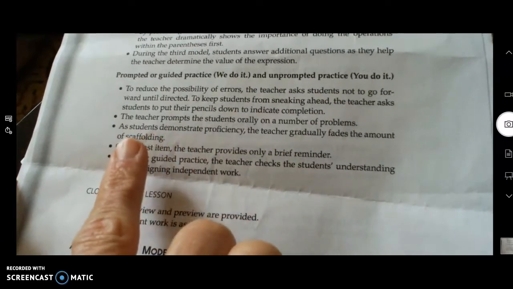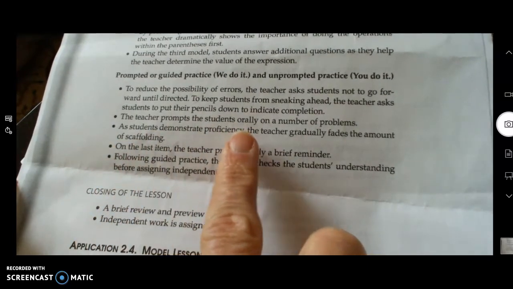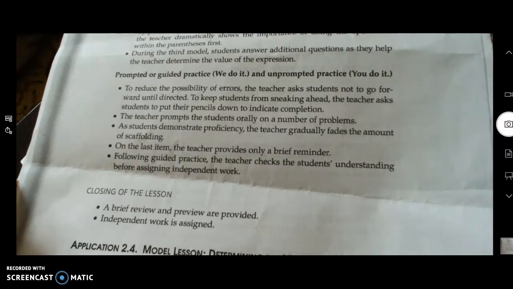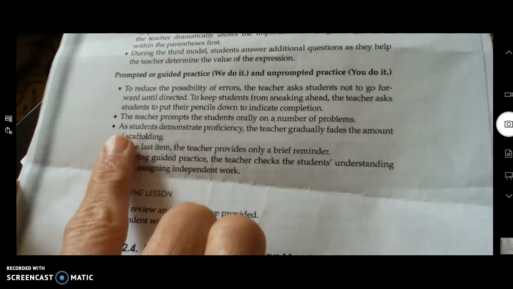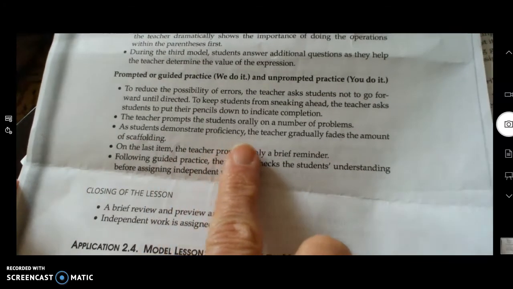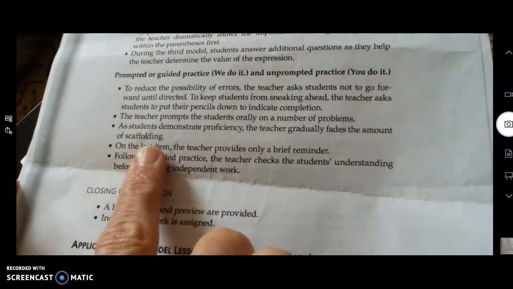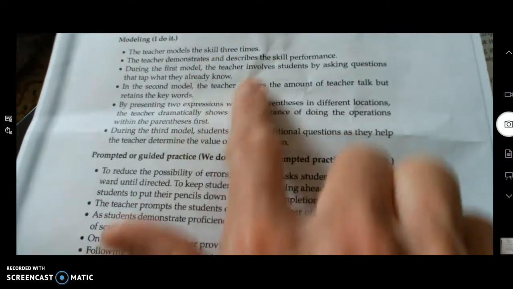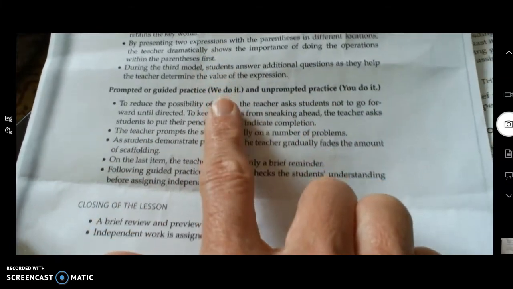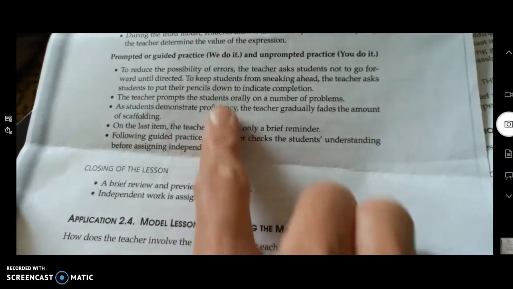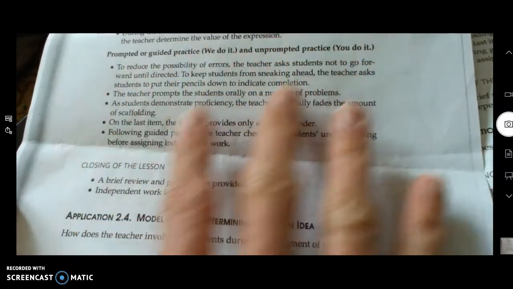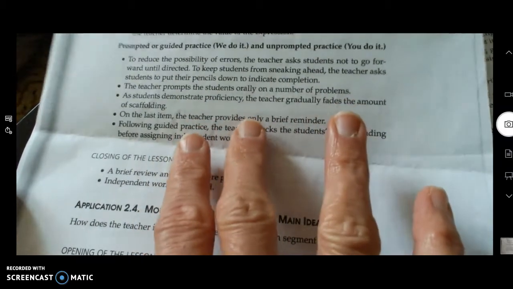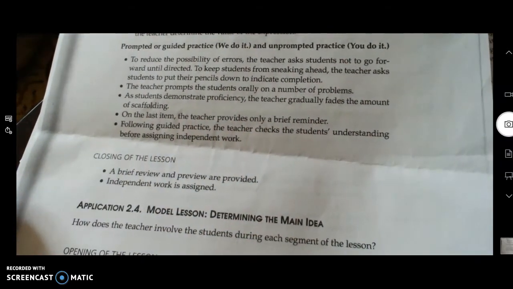All right, the next one, the teacher prompts the students orally on a number of problems, right? Giving that oral prompt, that oral feedback, that oral practice. As students demonstrate proficiency, the teacher gradually fades the amount of scaffolding. So going back to this modeling up here, you're going to start, watch me, watch me, watch me. You're going to gradually release your control and turn it over more to the students. Okay, we're going to do some together. So then we can work down to this independent practice or unprompted practice.